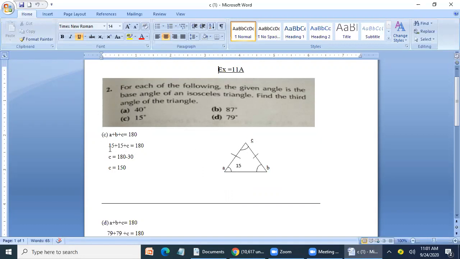Now I have written here A plus B plus C is equal to 180 degree. This is the property of a triangle, that the sum of all the angles of a triangle is equal to 180. Now I have written the value of A, 15, here. Then B is also 15, as I told you. These are similar angles, because these two sides are equal, so the opposite angles of the sides are also equal. Now 15 plus 15 is 30.